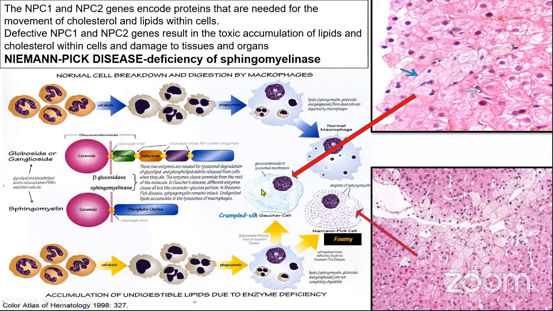A close relative here is the Gaucher cell, but here you find that the cytoplasm has a different appearance, a pleated or a folded appearance called a crumpled silk appearance. We're looking here at the Niemann-Pick cell, which is the result of deficiency of sphingomyelinase, leading to accumulation of lipids, and that is your foamy macrophage.